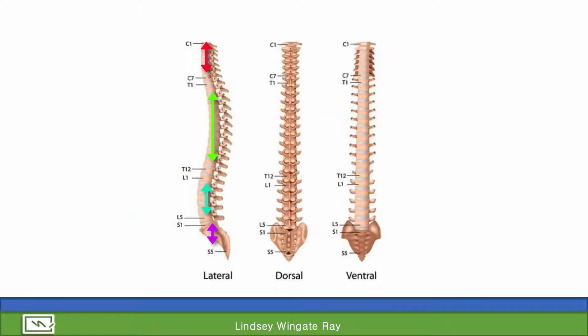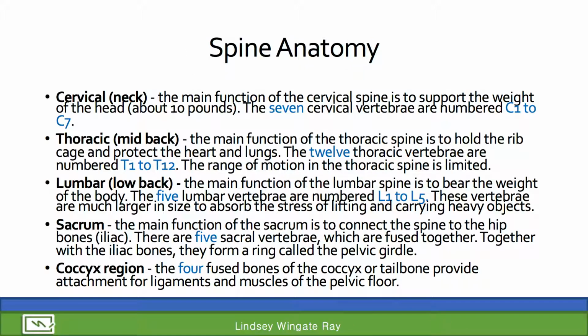Now we're going to talk about the spine. The spine is broken up into sections called the cervical, the neck of your spine, the thoracic, the middle part of your spine, and the lumbar, your low back. And then you have your sacrum. The cervical, your neck, goes from C1 to C7. The thoracic portion goes from T1 to T12. The lumbar portion goes from L1 to L5. And the sacrum goes from S1 to S5. It's important for you to write that down in your book at the beginning of the section.